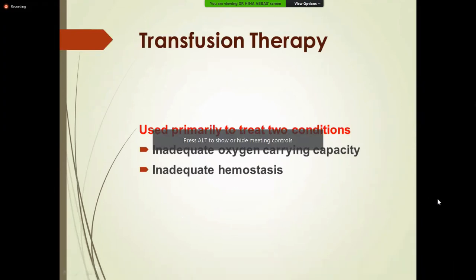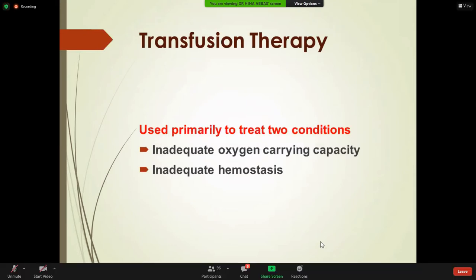Okay, so if I summarize, of course, the details will be discussed in the coming slides, transfusion therapy is given primarily to treat two conditions. The one is inadequate oxygen carrying capacity, that is decreased RBC, or anemic conditions. And the second one is inadequate hemostasis, when we transfuse the patient with the platelets and the clotting factors, whatever is required.